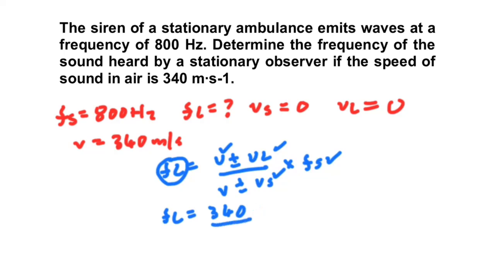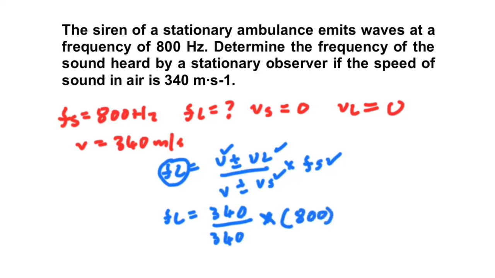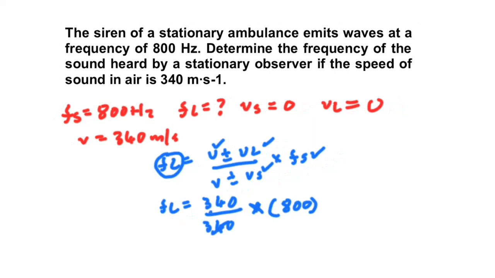Divided by V plus or minus VS. Well, the speed of sound in air is 340. Our source is stationary, so plus 0 or minus 0, we can also just forget about that because it doesn't make any difference. Multiplied by FS. The frequency emitted by the sound source is 800 Hz, so we're going to have 800. Now let's go ahead and take a look. 340 will cancel out with 340. So we have the frequency observed by the listener being equal to 800 Hz.